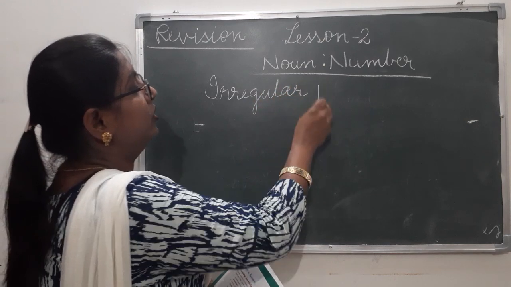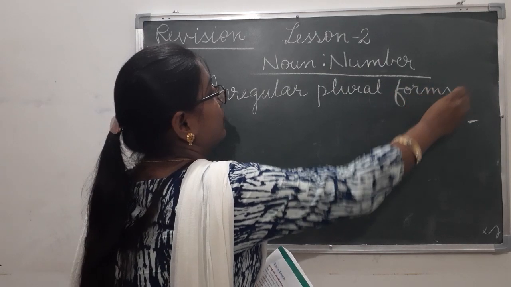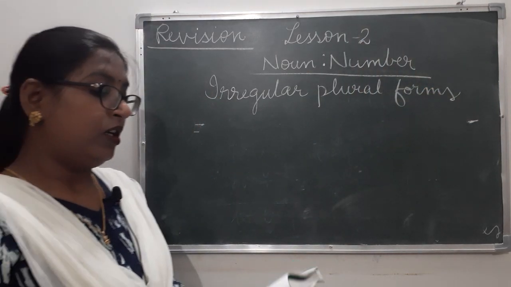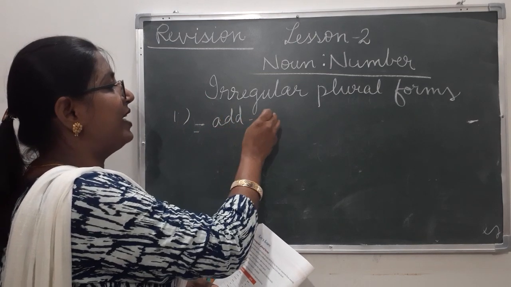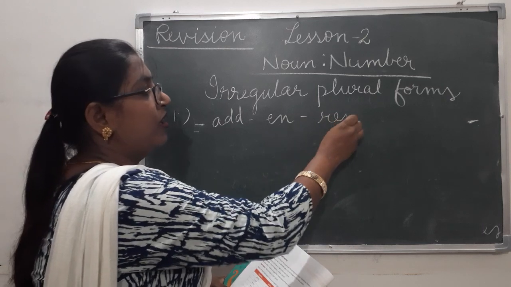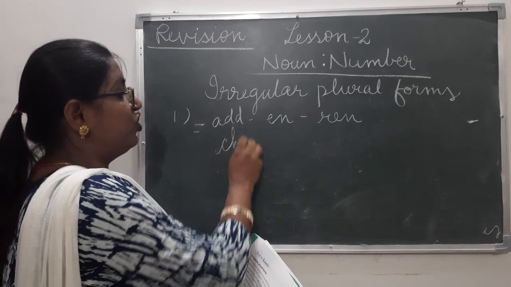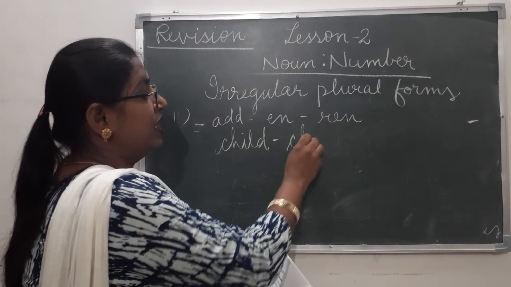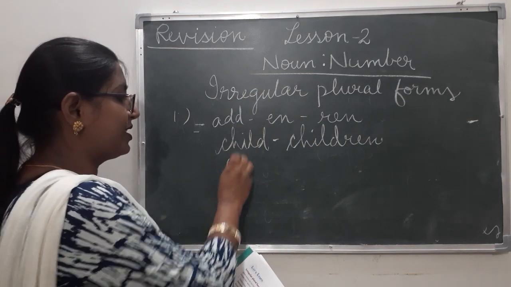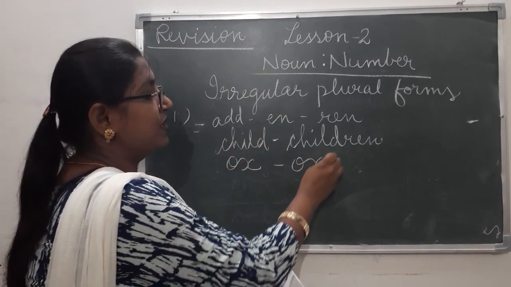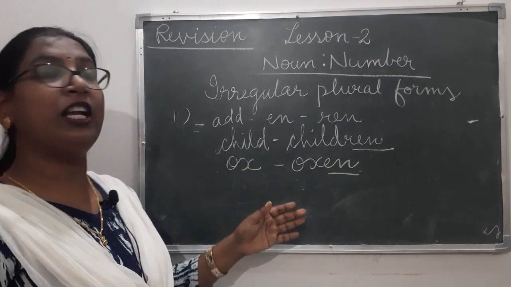Irregular plural forms. The first one is, with some of the words we add en or ren to make them plural. For example, child becomes children. We add ren with it. Ox becomes oxen. We have added en, we have added ren to make plurals.